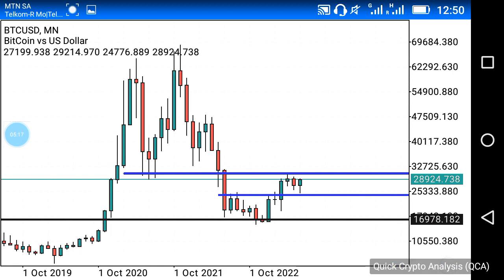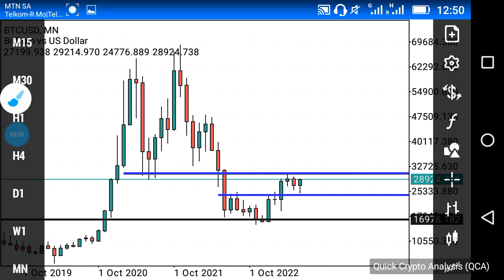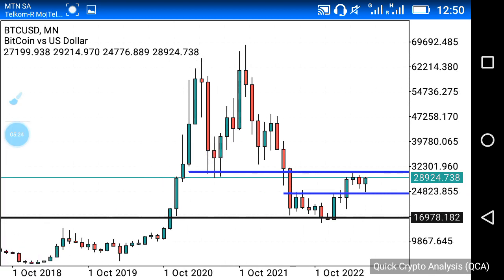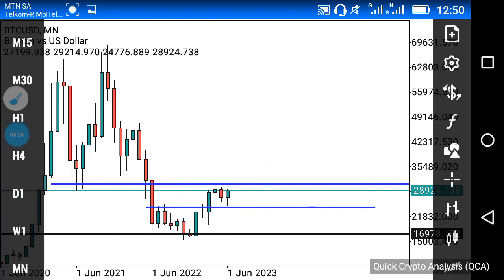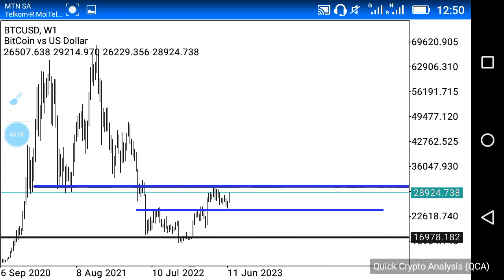Anyway, from here what I'm going to do, guys, is head down to the weekly chart, and let's have a look in terms of what's happening on the weekly chart. Just bear with me. Let's have a look. And here we are on the weekly chart, right?